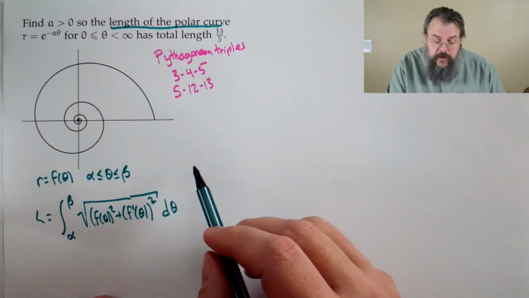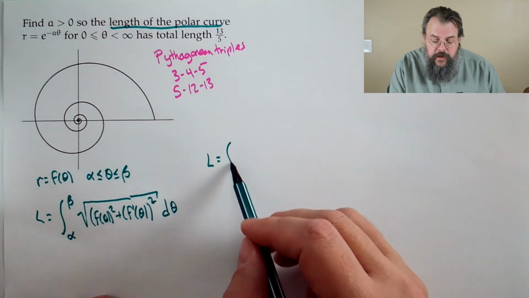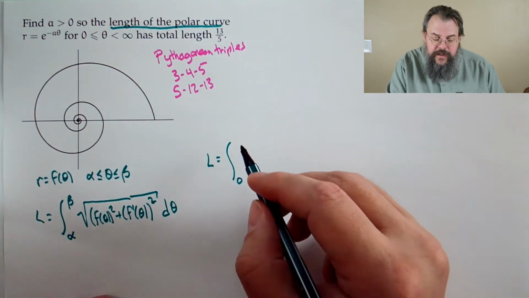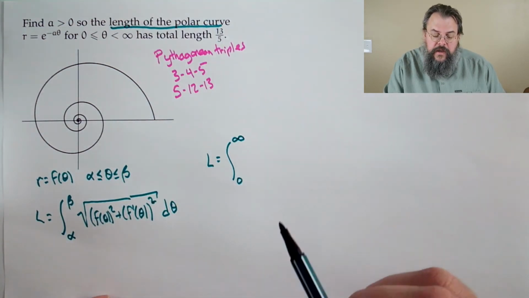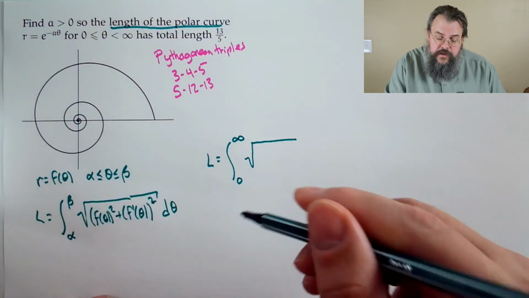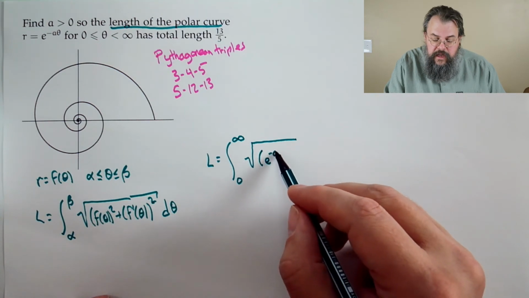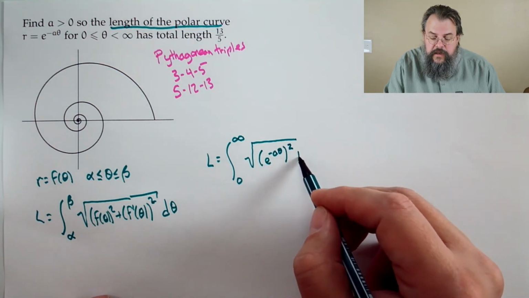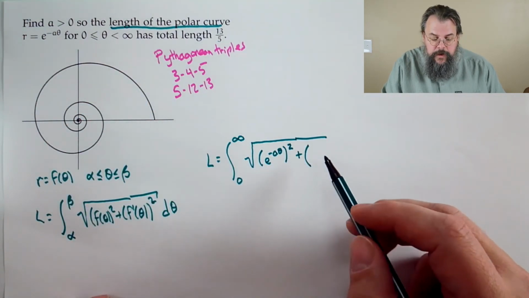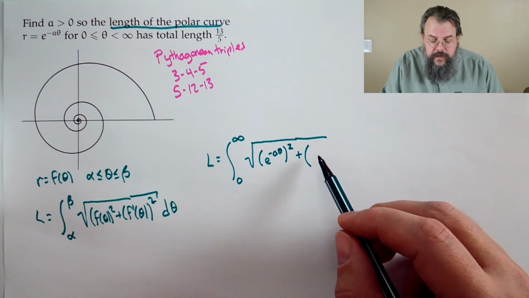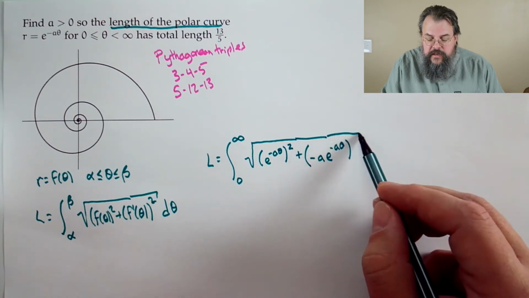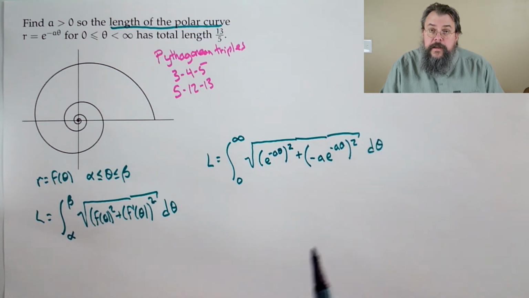So for us, what does this become? Well, we're going from 0 to infinity. That's the improper part, the fact that there's this infinite process happening. And then we're going to have the square root of, and this is our function, e to the minus a theta squared plus, now take the derivative. And what do we have? The minus a comes down, e to the minus a theta squared, d theta.